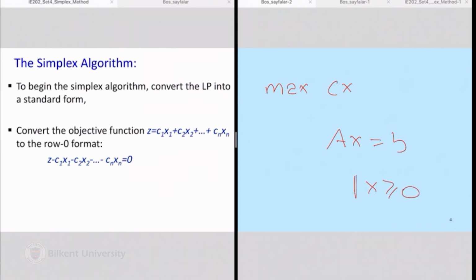I'm going to forget about this, at least I won't be writing it explicitly at all times. I will always remember that all of my variables have to be non-negative, and everything I do, these exchanges between basic and non-basic, I will have to maintain non-negativity. As for the objective, I am going to call it Z, and I'm going to write my objective as an equation, z minus cx equals 0. I will keep in mind that it was a maximization objective that I was trying to solve.